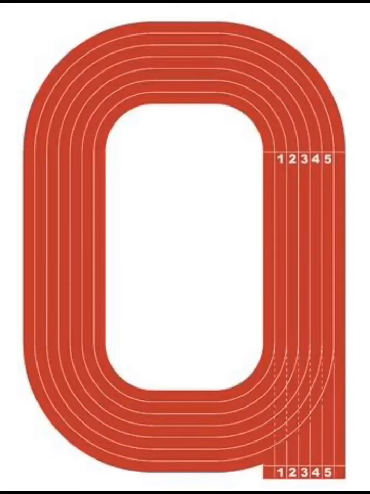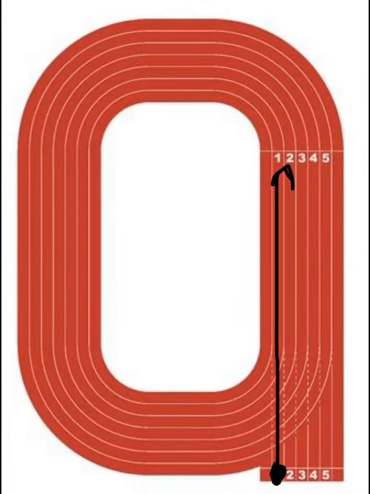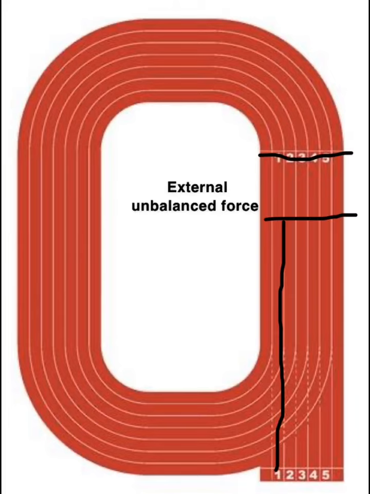Now let's use a running track as an example. Let's say you were on a running track and you wanted to get from point A to point B. In order to do that at full speed, you wouldn't be able to stop exactly at point B. You would have to use an external unbalanced force, or the momentum, to slow yourself down to get to that point.